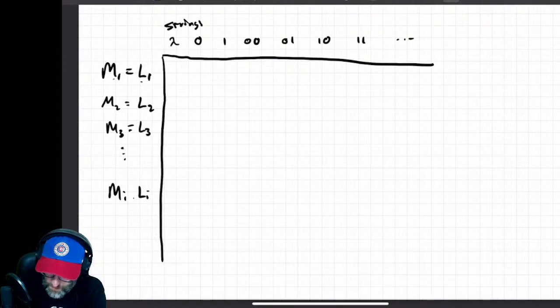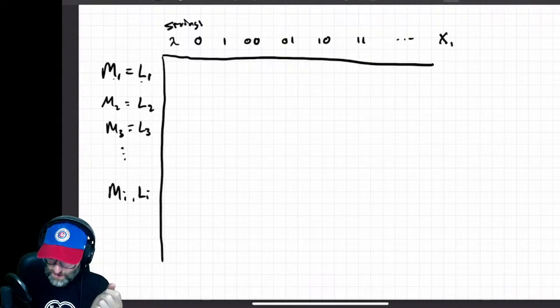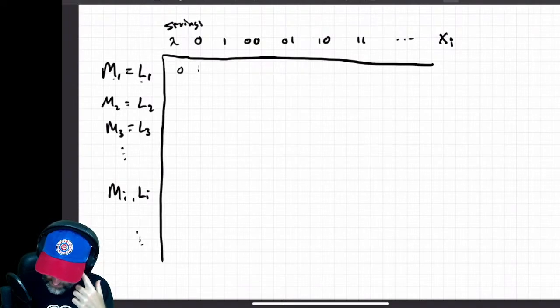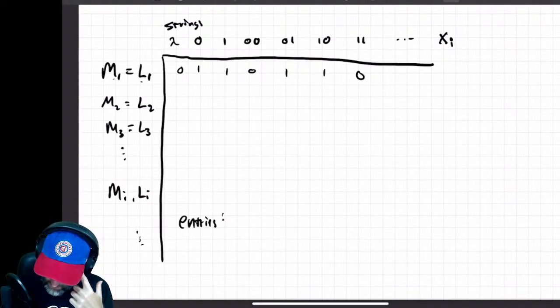Okay? Now, this goes on for infinity, right? But there are going to be entries here, and these entries are going to be zeros or ones. Here's the interpretation. Let me rewrite it. The entry (i, j) is equal to 0 or 1.